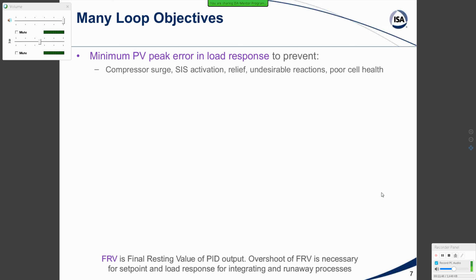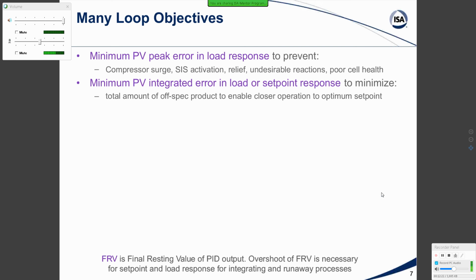Here we're going to look at some of the key loop objectives. There's probably some more that I don't have, but for me, minimum peak error in load response was critical to prevent compressor surge, safety instrument system activation, relief, undesirable reactions, and poor cell health. Cells are very sensitive to high temperature. They can start to die very quickly if the temperature just gets a degree or two above what they want.